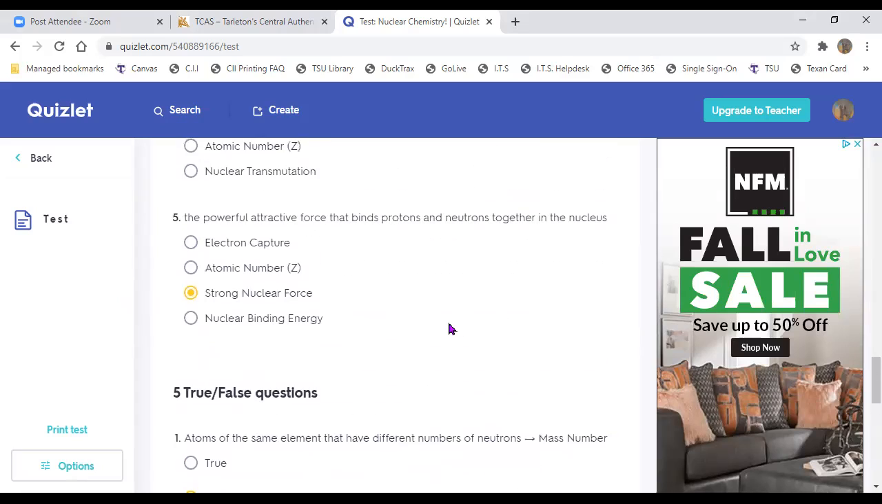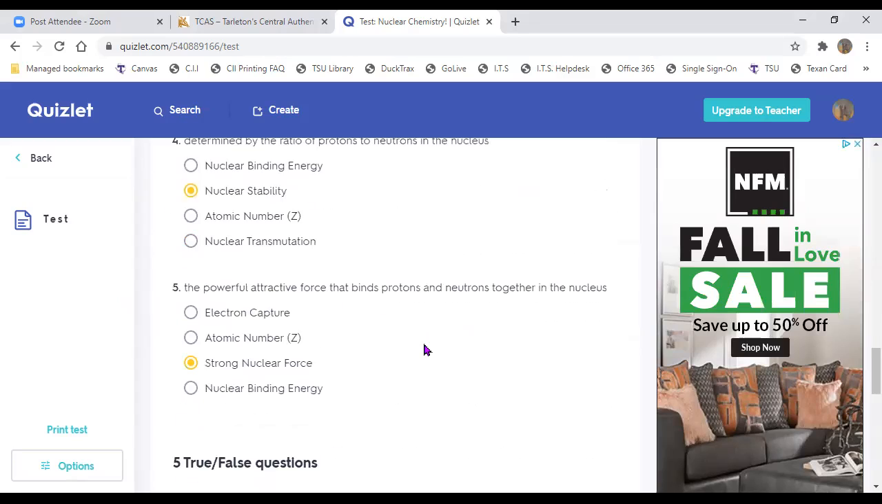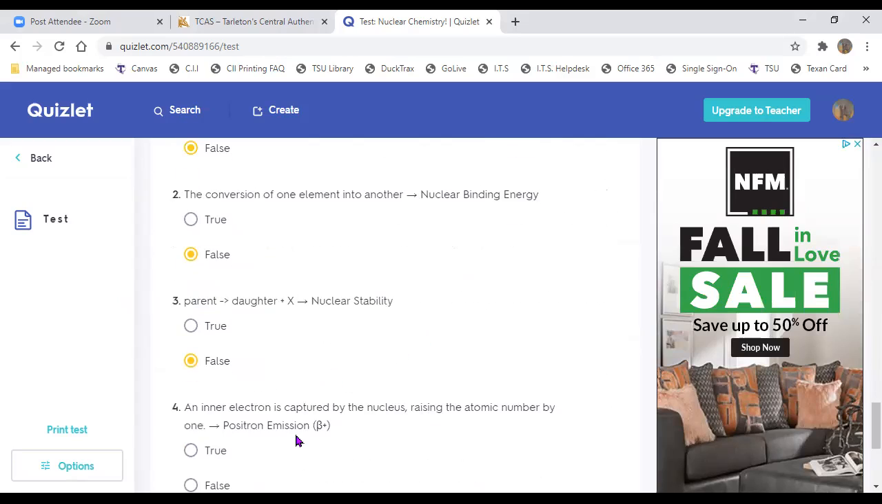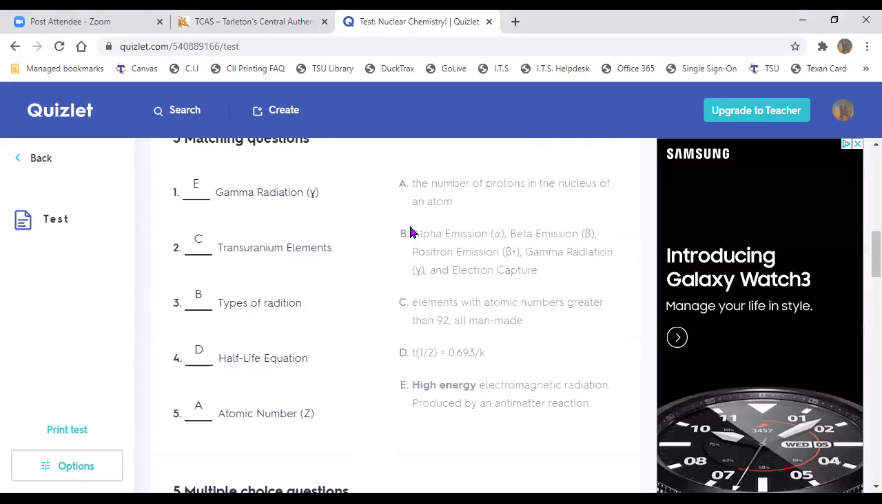Let's look back at the terms that we had. So the question asks if it's positron emission. Let's look and see what the types we have. We have alpha emission, beta emission, positron emission, gamma radiation, and electron capture. So it's going to be one of these 5 types because these are the only 5 types of radiation that we cover. So we know what alpha emission is.